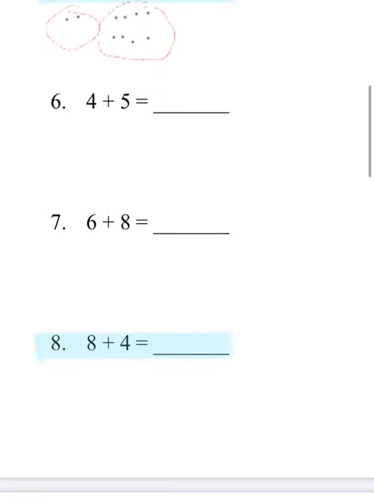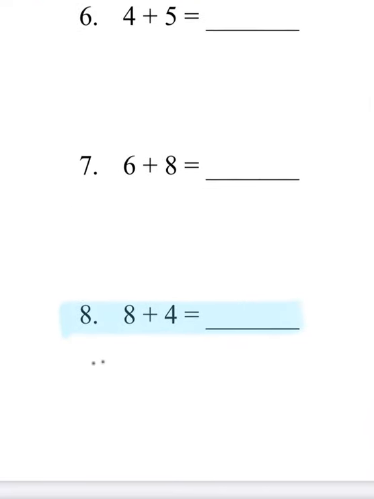Now let's go to number 8. 8, 1, 2, 3, 4, 5, 6, 7, 8 plus 4, 1, 2, 3, 4. We're going to do the same thing. 1, 2, 3, 4, 5, 6, 7, 8, and then 4 more. So 9, 10, 11, 12. So altogether we have 12 dots.